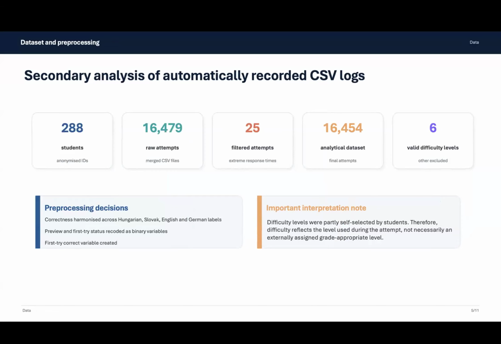The methods and the data. This study used a secondary analysis design, so we did not collect new data for this analysis, but used our CSV log files generated by Learn with Me between 2022 and 2024. The merged dataset originally contained more than 16,000 logged exercise attempts from 288 students. Each logged try represents an arithmetic exercise attempt which included the previously mentioned variables, and several preprocessing steps were required before analyzing the data, including the harmonization and the filtering of the responses, and for the statistical tests, some variables had to be converted to binary values.